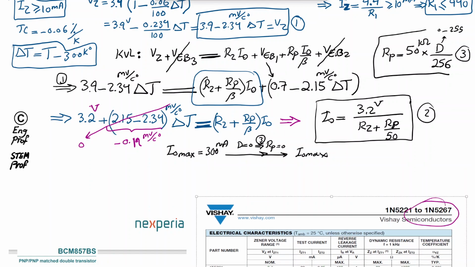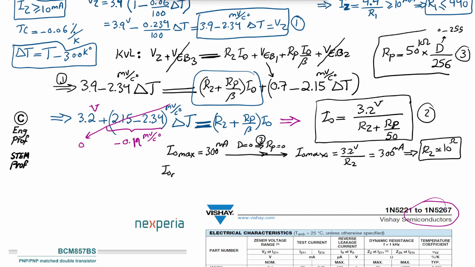the value of 3.2 volt divided by, since RP is 0, just R2. And we want this to be 300 milliamp, on that order. Therefore, R2 turns out to be something on the order of 10 ohm. It will give us at least 300 milliamp as the max current. For the minimum current, we want around 3 milliamp.